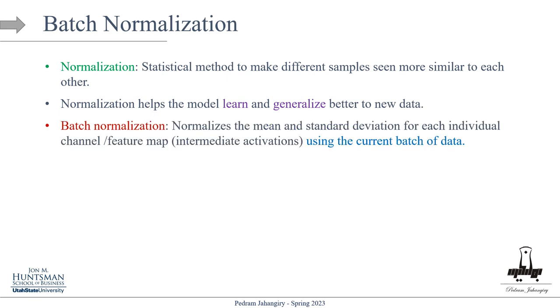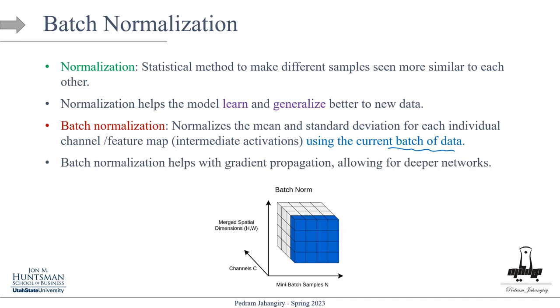So batch normalization is going to normalize the mean and standard deviation for each individual channel or feature map, or in general, you can think of it as any intermediate activation after any kind of transformation, right? And we're going to do this normalization using the current batch of data. So this is where the name is coming from. And let's look at this visualization. It's going to help a ton understanding it.